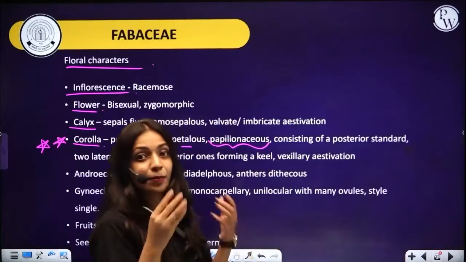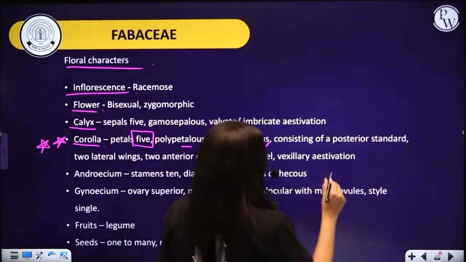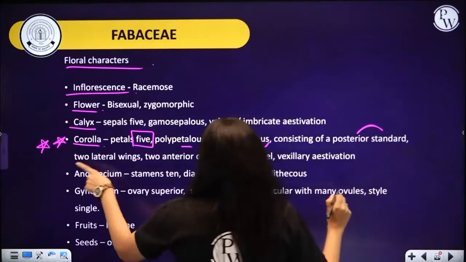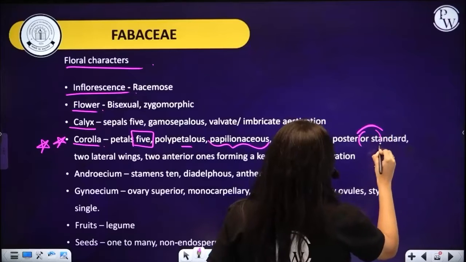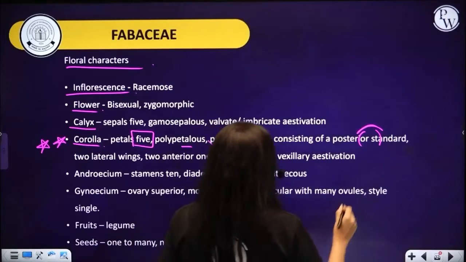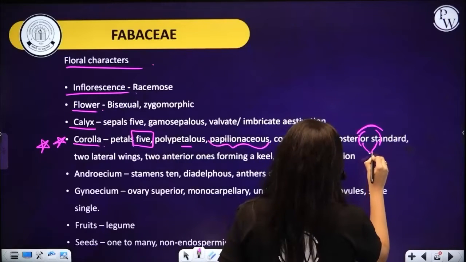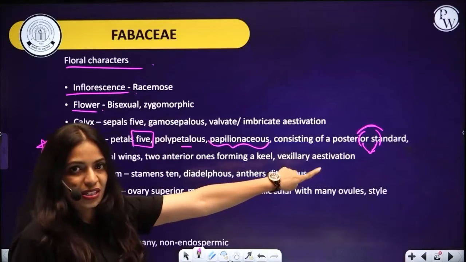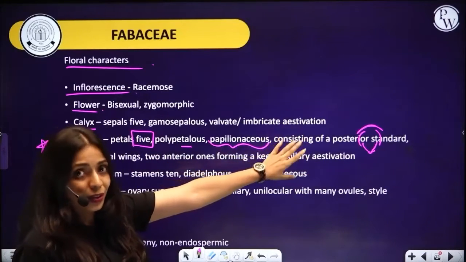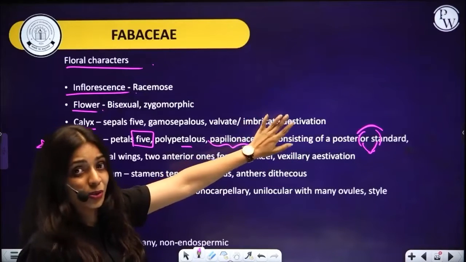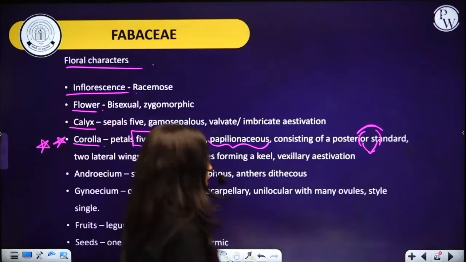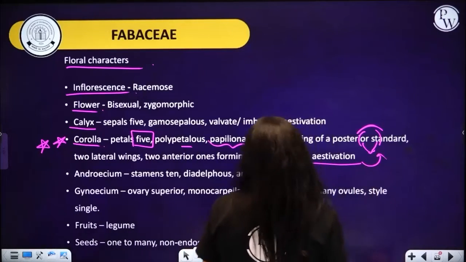Papilionaceous, meaning they appear like a butterfly. They consist of a big standard petal, 2 lateral wings. We spoke about it in vexillary aestivation. And 2 anterior ones that are fused. So that is the kind of aestivation that you see in the petals of flowers belonging to the pea family. And clearly this is vexillary aestivation.